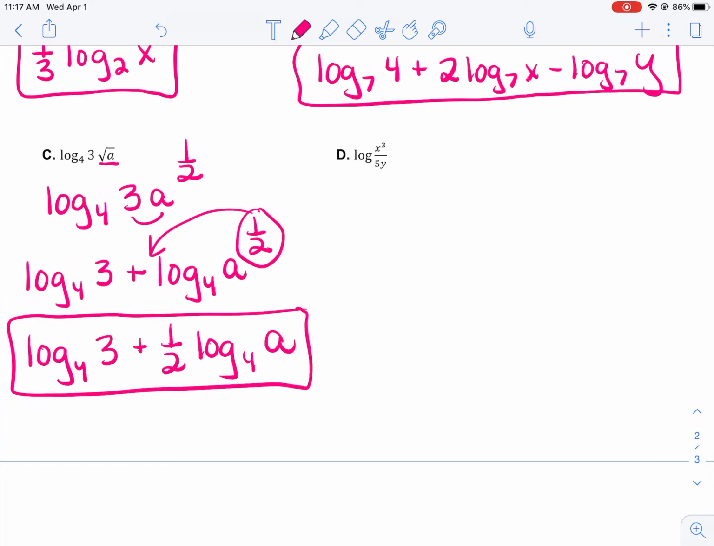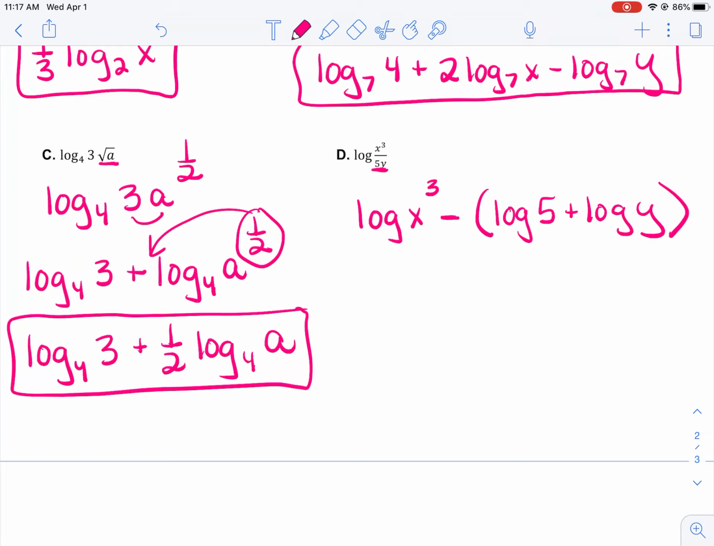Okay. And then the last example, log of x cubed divided by 5y. All right, so what I want you to notice here, we need 3 logs, so log of x cubed. Now, we're dividing by a product. So I want you to put minus, and then we're actually going to put this product in parentheses. We're going to pull apart the 5 and the y using addition. Log 5 plus log y.